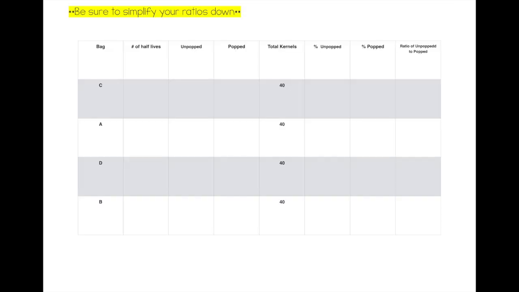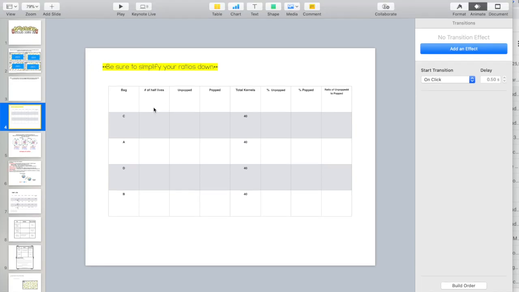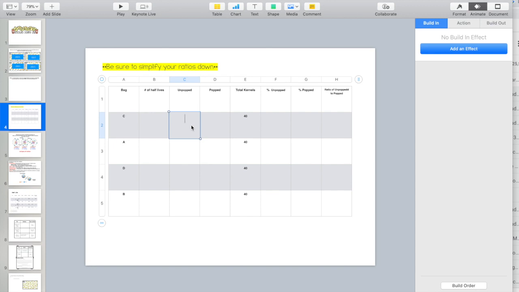Okay, assuming you've counted each single bag of popcorn, we are going to take a look at what we got as our answer. And we are going to transfer our information over to our data table. So I'm going to have to come out of full screen so I can type in here with you guys. But let's start by counting the number of unpopped in bag C. So once you looked at bag C, you hopefully should have found that 40 were unpopped and 0 were popped.